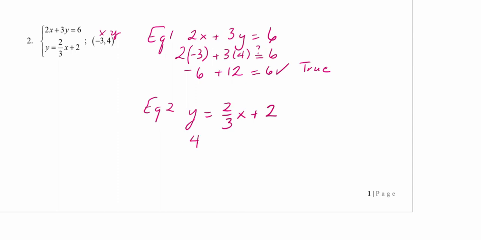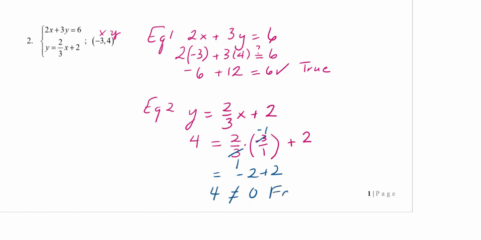y is 4, and we need to take 2/3 times -3. I'm going to put it over a 1, and then it's a plus 2. And now here I can reduce these 3's, and I'm going to get 2 times -1, which is -2 plus 2, or 0. Now, 4 does not equal 0, so our ordered pair makes the second equation false. So what that tells me is that this ordered pair (-3, 4) is not a solution to the system.